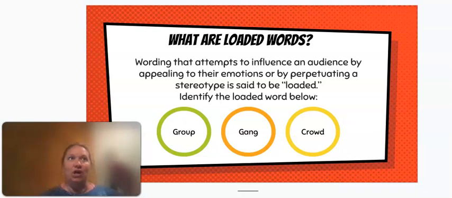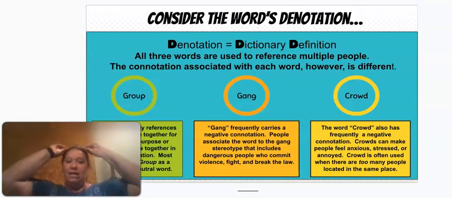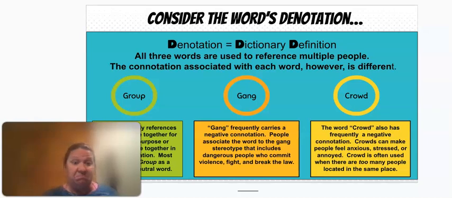So now let's look at how connotation and loaded words link together. So loaded words influence an audience by appealing to their emotions, just like connotation, and they can also perpetuate a stereotype, which is why they're said to be loaded words. So let's apply this idea. We have three words: group, gang, crowd. Well, let's look at how those evoke emotion. The dictionary definition of each is pretty similar, okay? Group tends to have a neutral connotation, not really positive or negative. Gang tends to have a more negative connotation, and so does crowd.